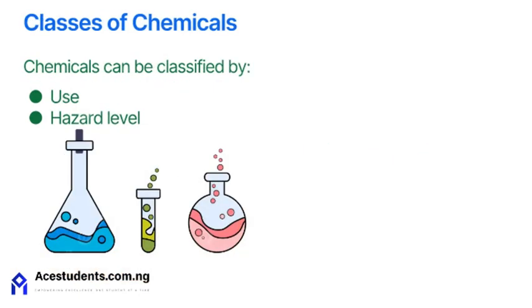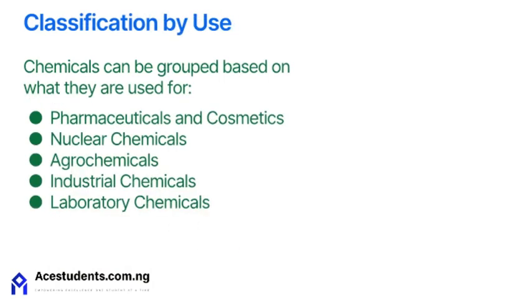We can classify chemicals based on how we use them, or how hazardous they are. Let us first group chemicals by how we use them. They help us stay healthy, grow food, manufacture goods, and conduct experiments. The examples of chemicals based on their use are pharmaceuticals and cosmetics, nuclear chemicals, agrochemicals, industrial chemicals, laboratory chemicals. Let's take a look at these chemicals individually.